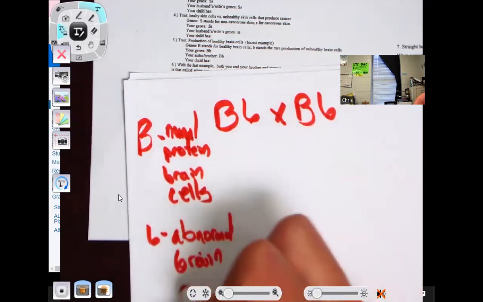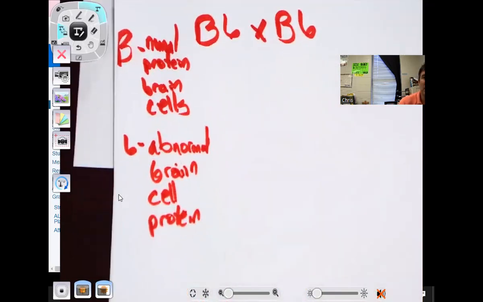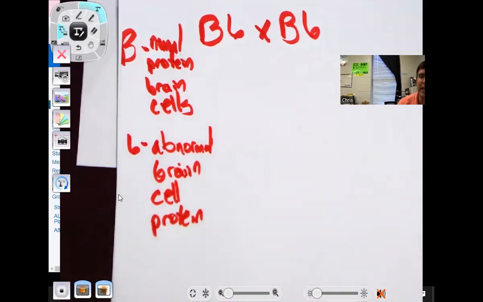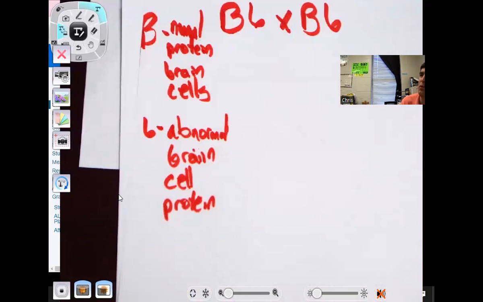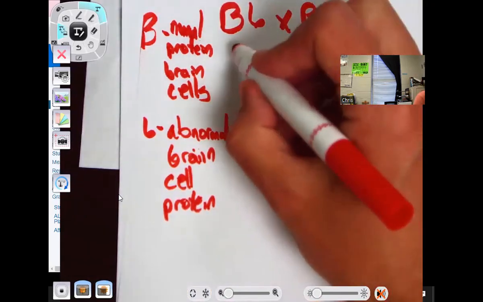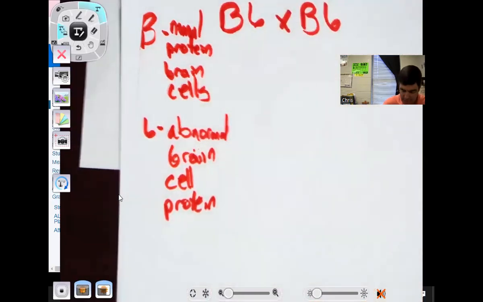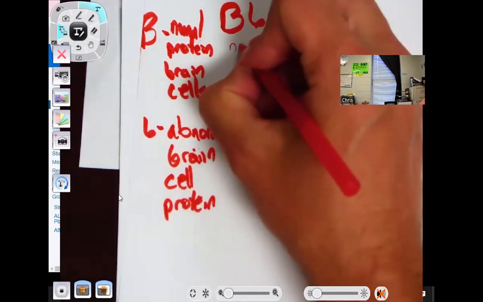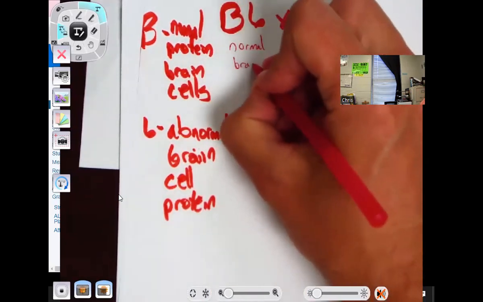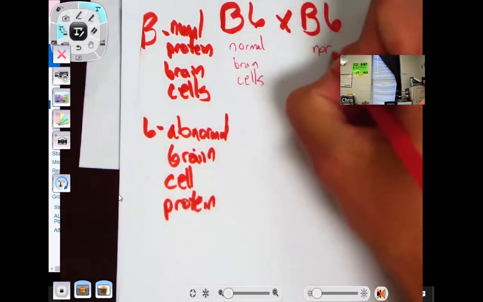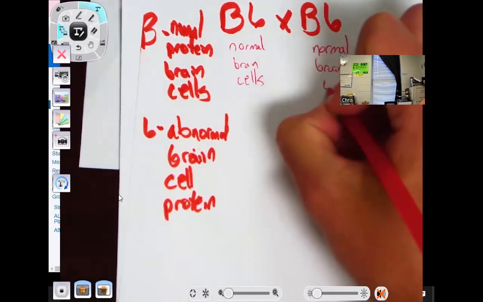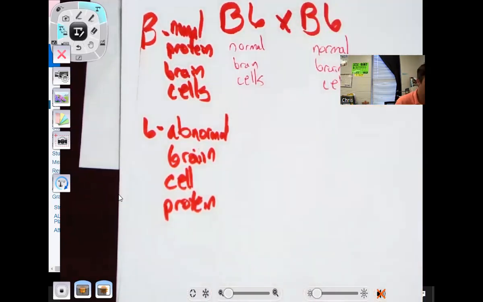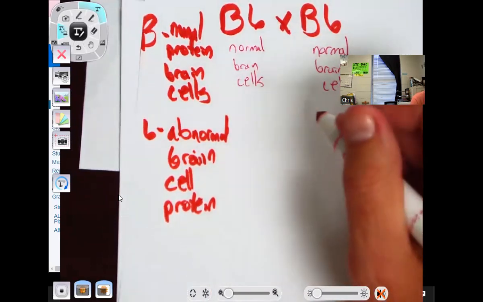Who has the trait? Again, do the parents have normal brain cells or abnormal brain cells? They have normal. They're both normal. Your brother and your sister are both normal. So both have normal brain cells. We'll write that as a little side note: normal brain cells. Okay, what's the next thing we do?